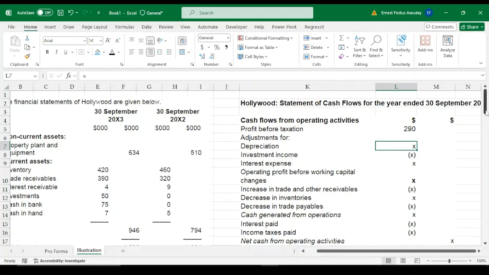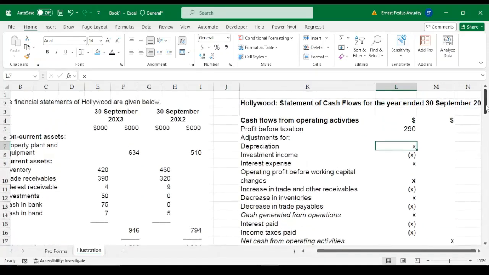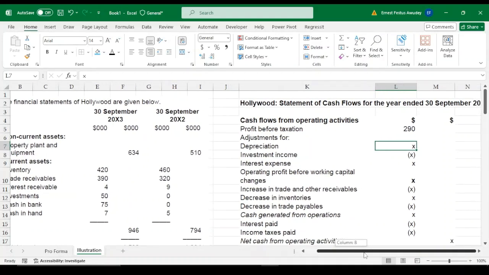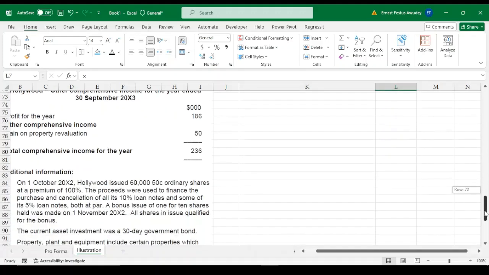So I'm not going to be moving up and down. All right, so what you are going to do is, I'll leave the question in the video description so you can also follow along. So we have been given depreciation in the additional information, that is the notes. Let me just check that out for you.